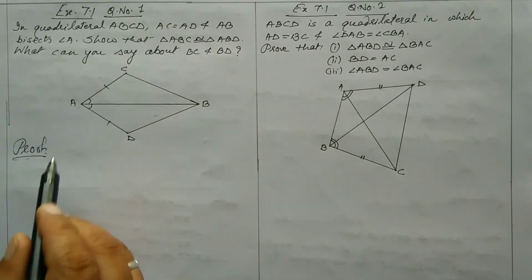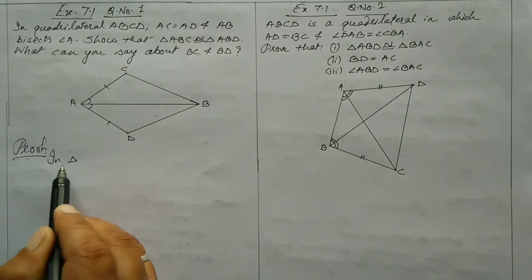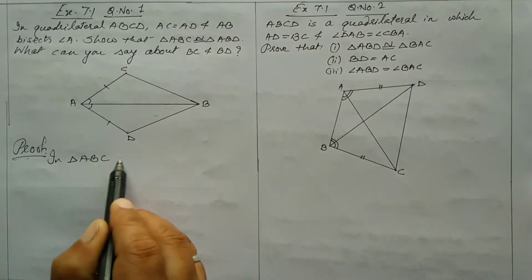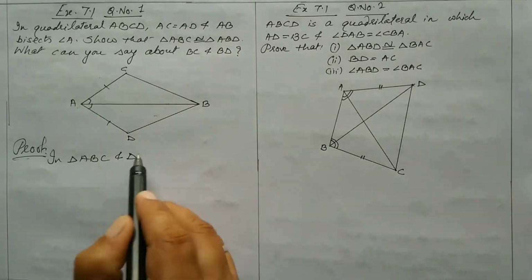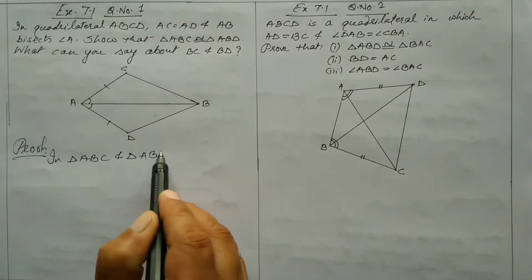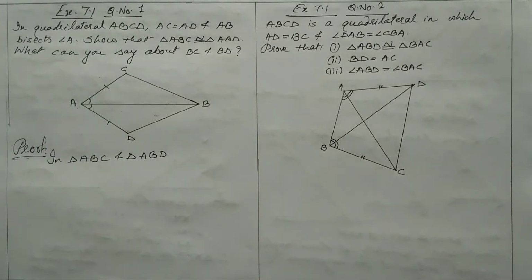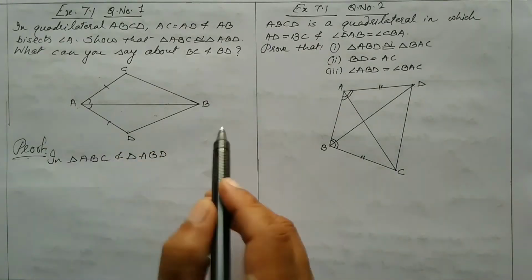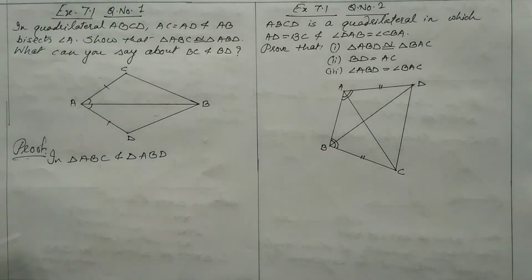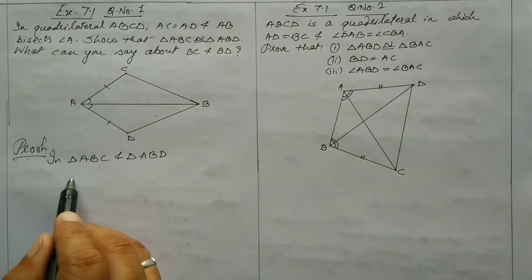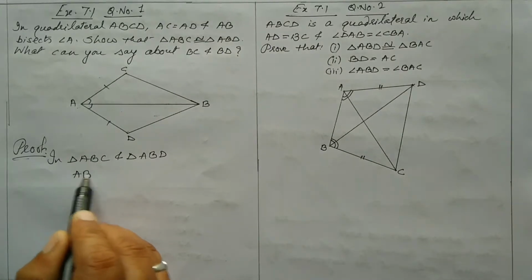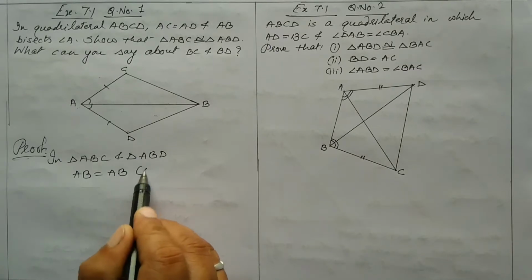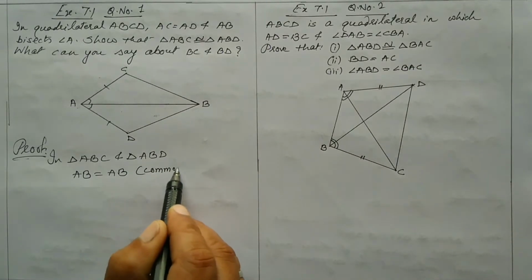So in triangle ABC and triangle ABD, what you have to do? You pick out the corresponding parts, congruent parts, and prove it. So in triangle ABC, what you can say? AB is equal to AB. Side AB is equal to side AB. What you can say? It is a common side.